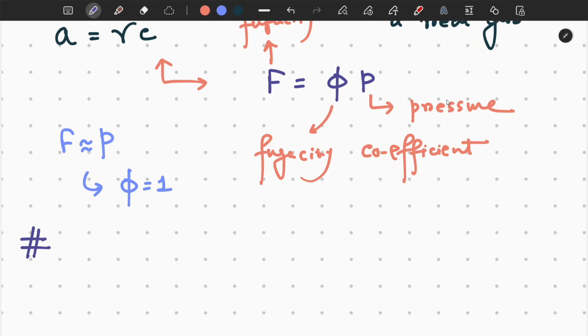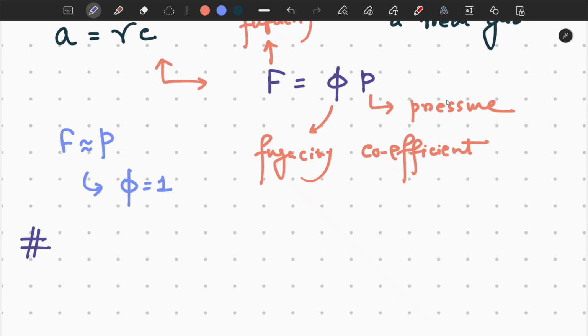Phi can be negative also, or only positive? How can phi be negative? It is between 0 to 1. Pressure can't be negative. So yes, pressure can't be negative, and fugacity is also a pressure.